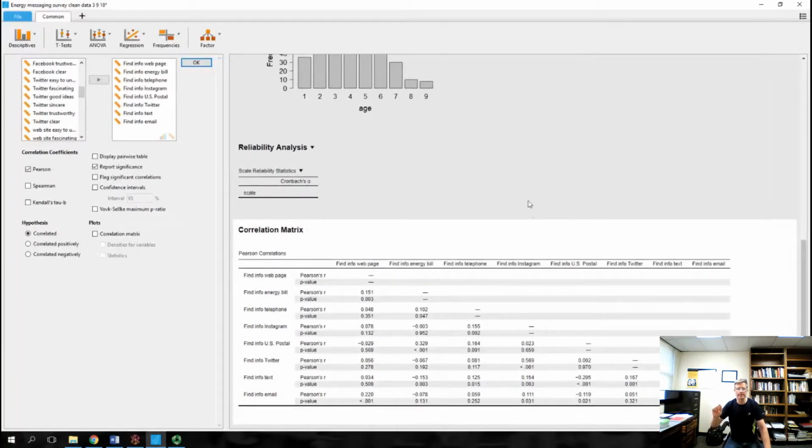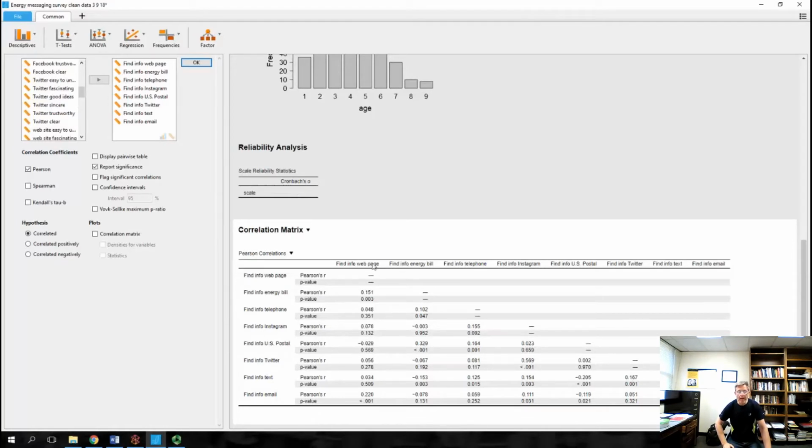Here's what's important. I want you to look for one. This looks a little complicated, but again, these are all the pairs. If you go Instagram web page, look at over and up. U.S. Postal energy bill. Over and up. Keep looking at which ones are together. That's what you have to learn on the table. It can be complicated at first.